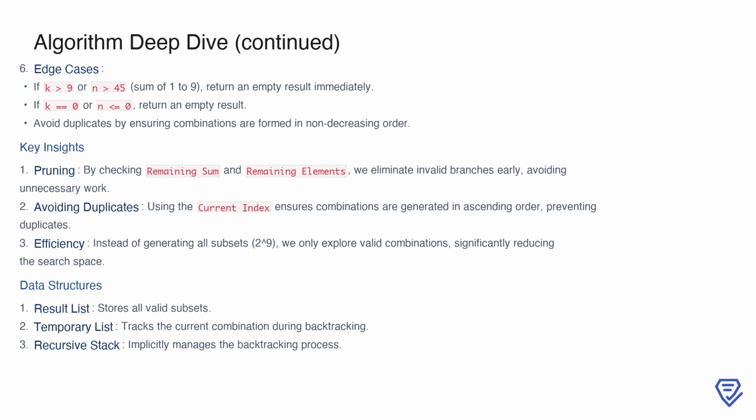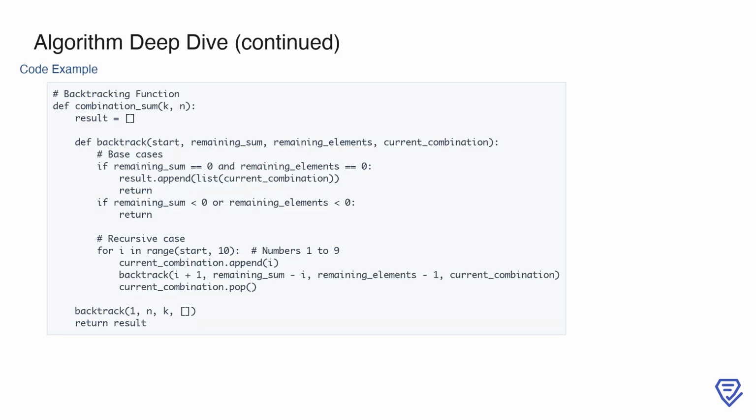The result list stores all valid subsets, a temporary list tracks the current combination, and the recursive stack implicitly manages the backtracking process. The code implementation of the backtracking algorithm is concise yet powerful. It begins with a helper function, backtrack, which takes the current starting index, remaining sum, remaining elements, and the current combination as parameters. Within this function, we define two base cases. If the remaining sum and elements both reach 0, we add a copy of the current combination to the result list, as it represents a valid subset.